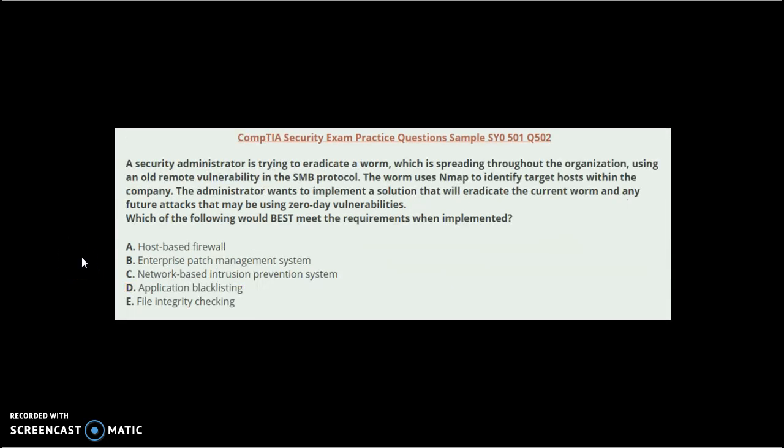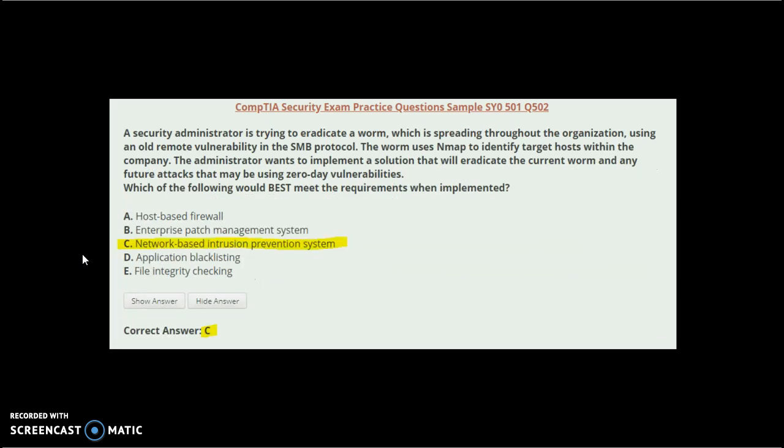The security administrator is trying to eradicate a worm, which is spreading throughout the organization using an old remote vulnerability to the SMB protocol. The worm uses Nmap to identify target hosts within the company. The administrator wants to implement a solution that will eradicate the current worm and deny future attacks that may be using zero-day vulnerabilities. Which of the following would best meet these requirements when implemented? That is C. Network-based intrusion prevention system. So preventing it.